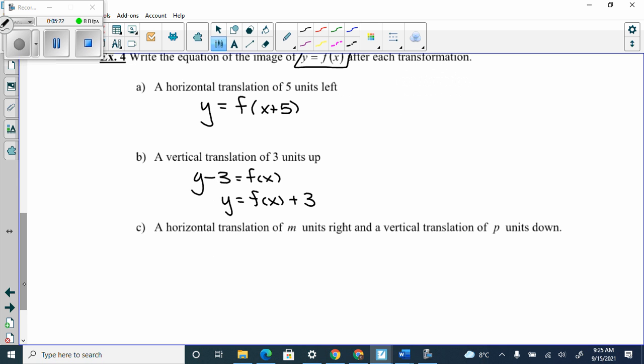Horizontal translation, m right. So we're going to go y equals f, m right. So we're going to go x minus m, and then p down, so minus p, or y plus p equals f of x minus m. Which one's better? The one that matches the multiple choice answer. Either of them are actually better. If it was a written response, they'd both be acceptable, unless they said in the format of y equals.